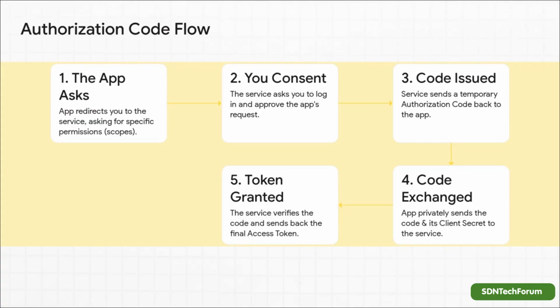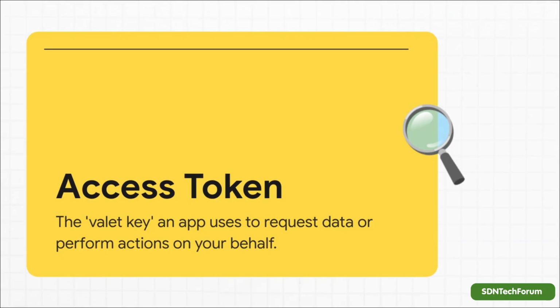So, the dance begins. The app bounces you over to Google's login page, asking for permission to do specific things, called scopes. You see that familiar consent screen. You check that it's only asking for your contacts, and you click Allow. Now here's where it gets clever. Google doesn't send the app a permanent key. Instead, it sends your browser back to the app with a temporary one-time use code. The app then takes that code and, in a private back-channel conversation, swaps it with Google for the real prize. And that prize is called the access token.